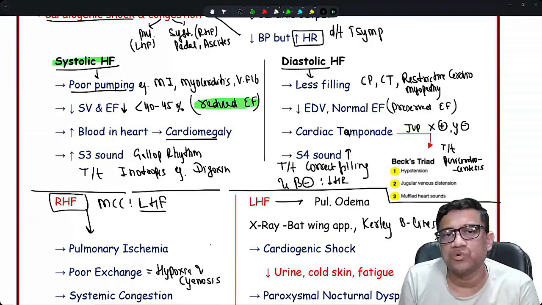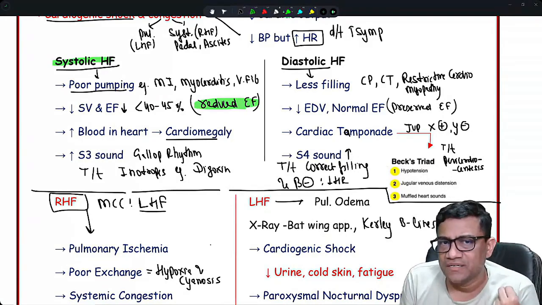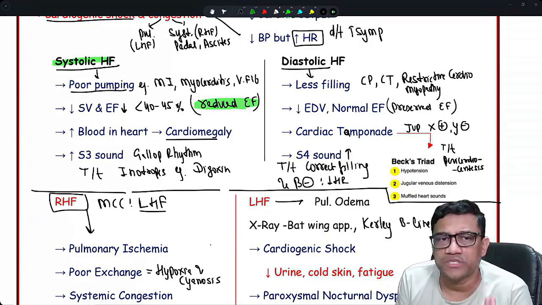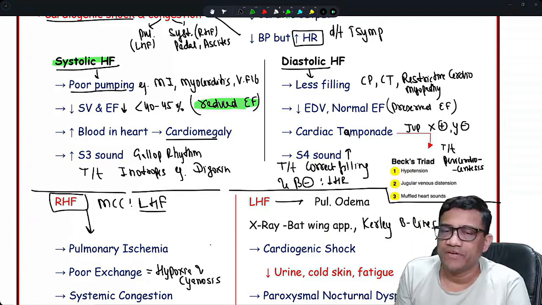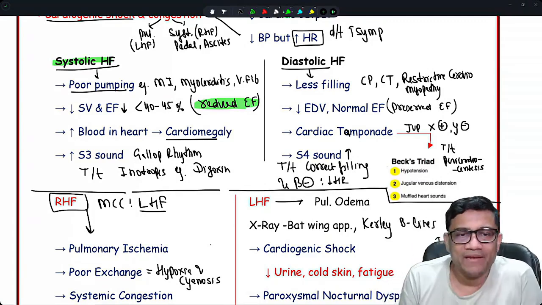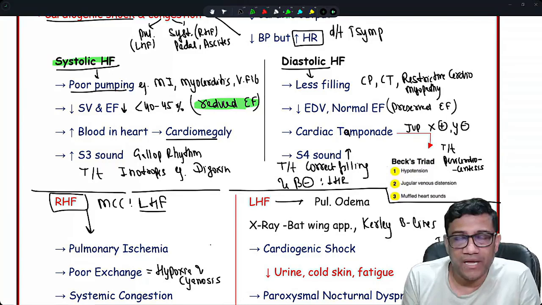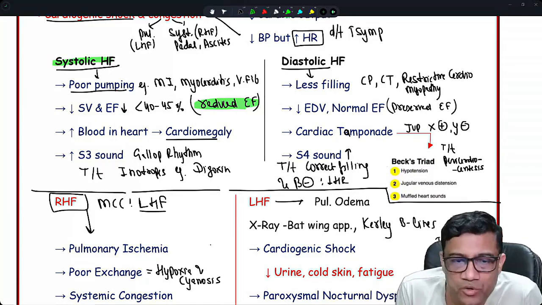That's why it's also called heart failure with reduced ejection fraction, or HFrEF. Reduced ejection fraction. And since the blood increases in the heart and it dilates, it causes cardiomegaly.